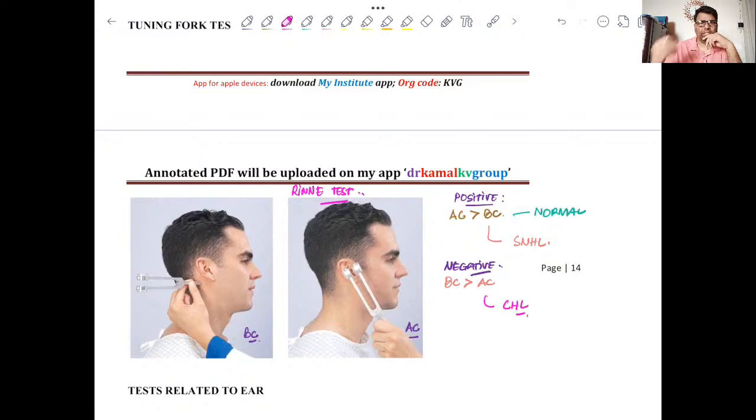So suppose the patient is coming to you with deafness in the right ear, and if you do a tuning fork test and you find that bone conduction is more than air conduction, you can say that in the diseased ear there is conductive hearing loss. But in this case, we need to go for the Weber test. And in the Weber test, we will place the tuning fork in the center of the forehead, and then we will ask for lateralization.